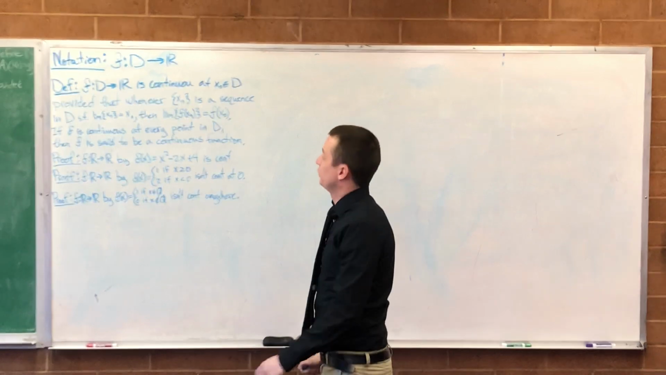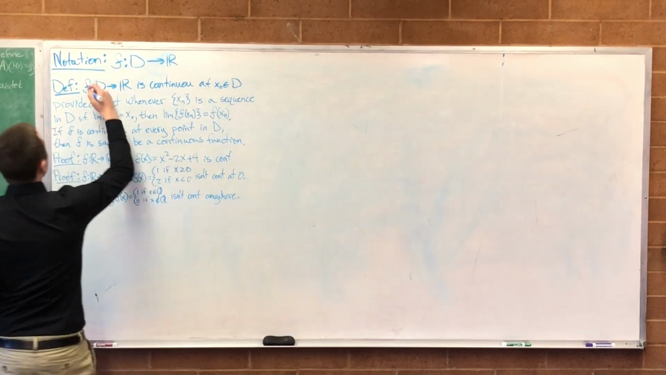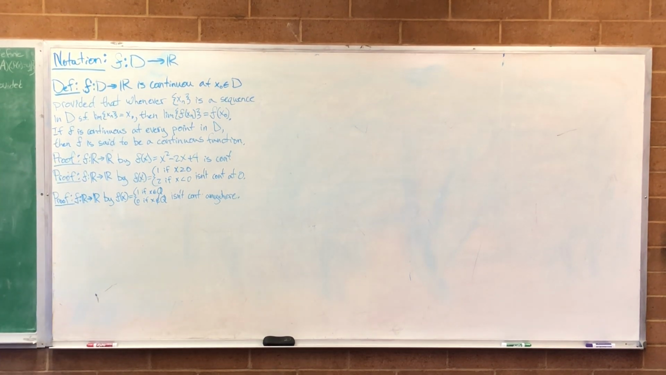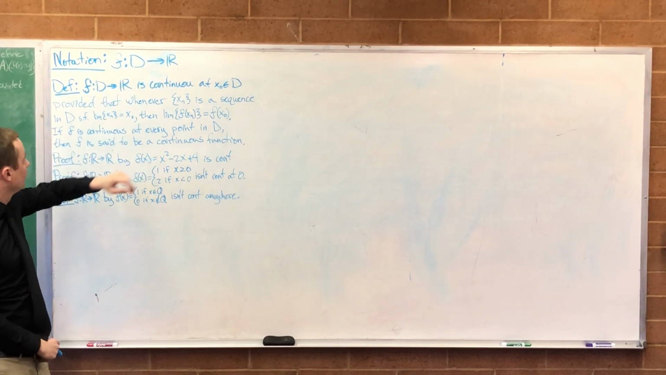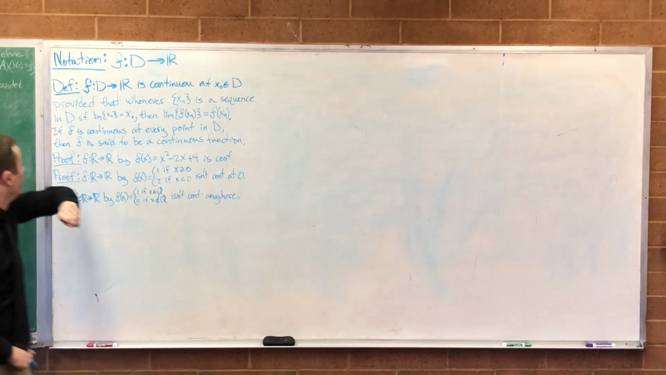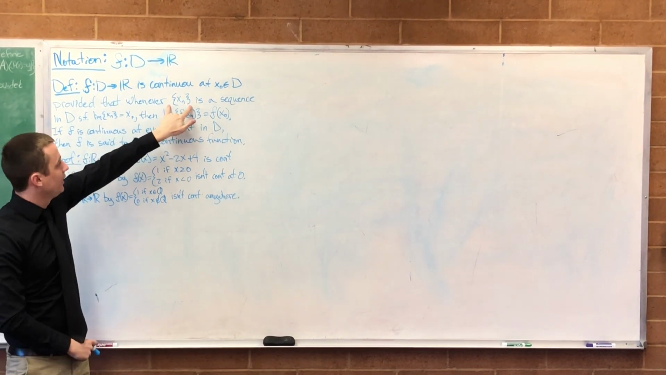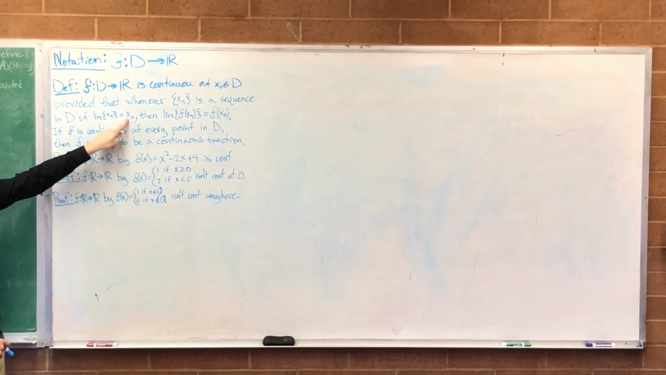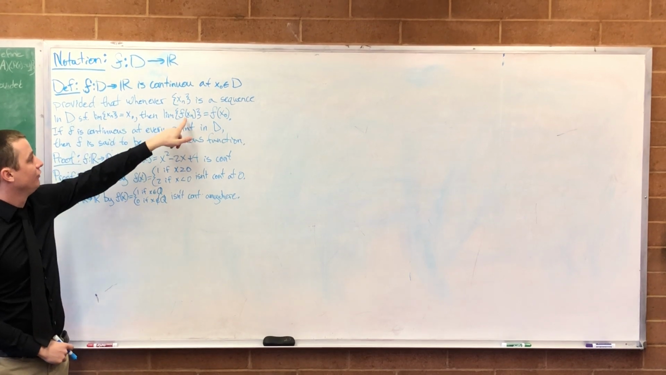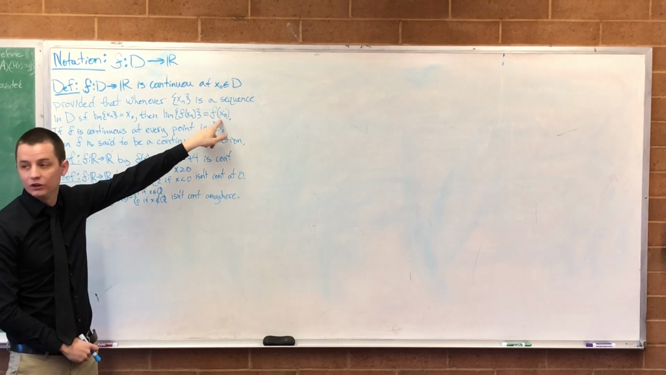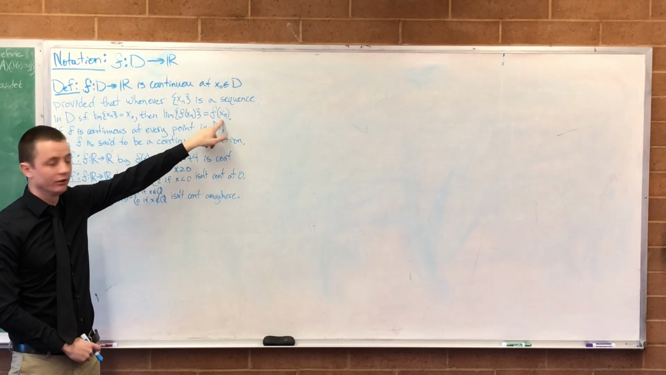All right, then let's move on to what we mean by continuous function. So here's our big definition for the chapter. A function f from some domain, some subset of the real numbers, to the real numbers, is continuous at some point x0 in D, provided that whenever xn is a sequence in D, such that it converges to x0, then the image of the sequence converges to the image of the limit of the sequence.